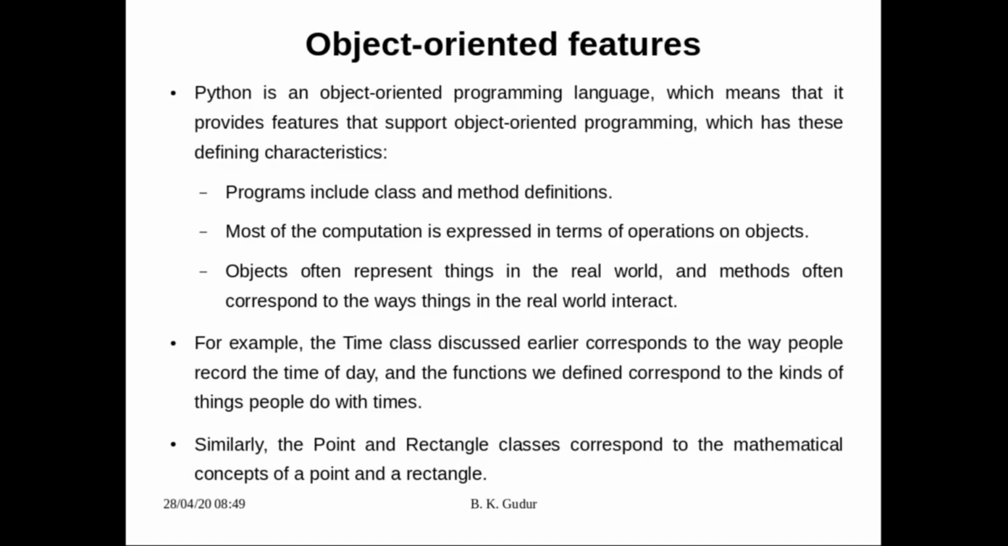Normally people add two times. They tell the time, which is nothing but printing the time. And they may add some seconds or minutes to the time. So these are the things people often do with times. Whichever things people do with the time will be expressed as functions, and those functions make use of the object. Similarly, one more example we have discussed is the point class, and another is the rectangle class, which correspond to the mathematical concepts of a point and a rectangle.